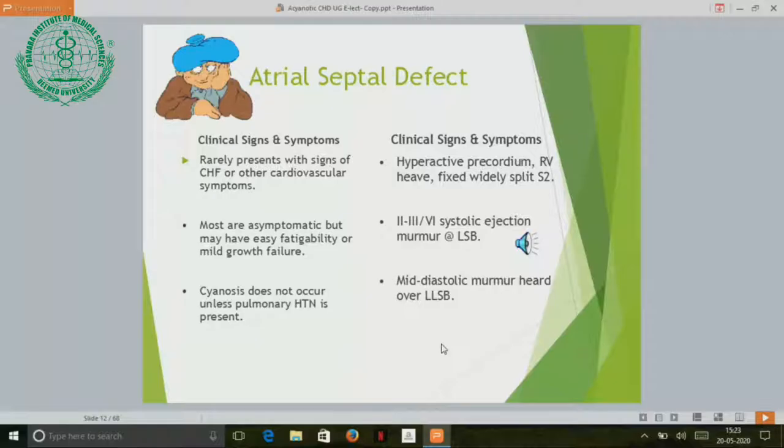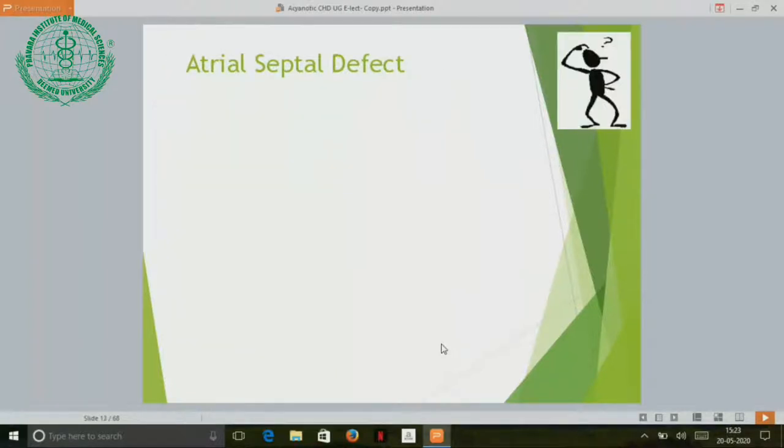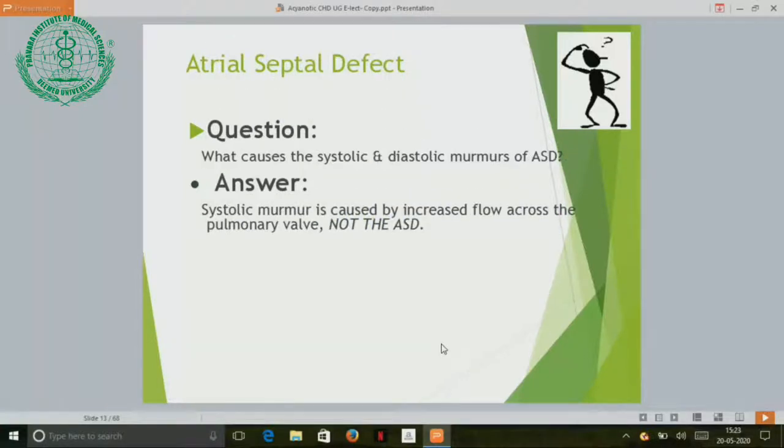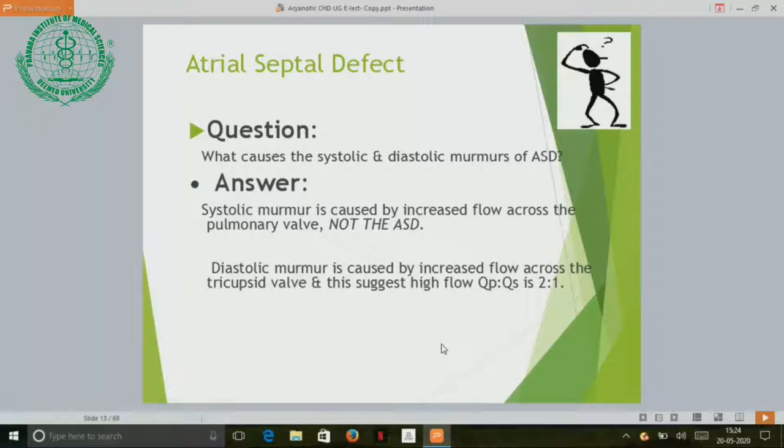So we have discussed up to the clinical features of atrial septal defect. My question was, what is the cause for the murmur in case of atrial septal defect? What causes this systolic and diastolic murmur? It is not because of the ASD itself. It is because of the increased flow across the pulmonary valve that causes the systolic murmur, and the diastolic murmur is caused by the increased flow across the tricuspid valve, which is significant. The ratio is more than 2:1.